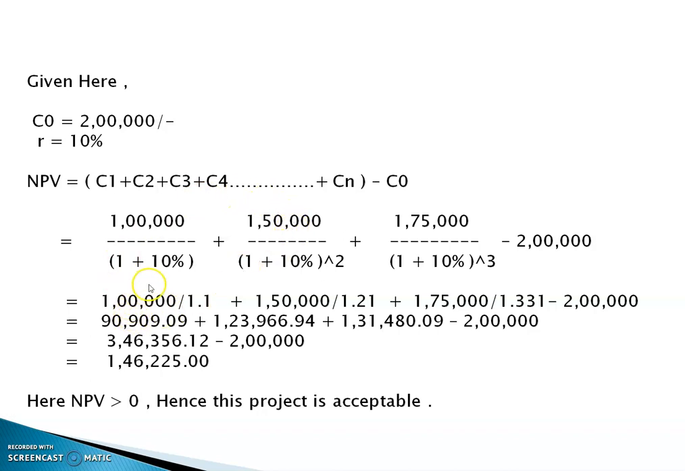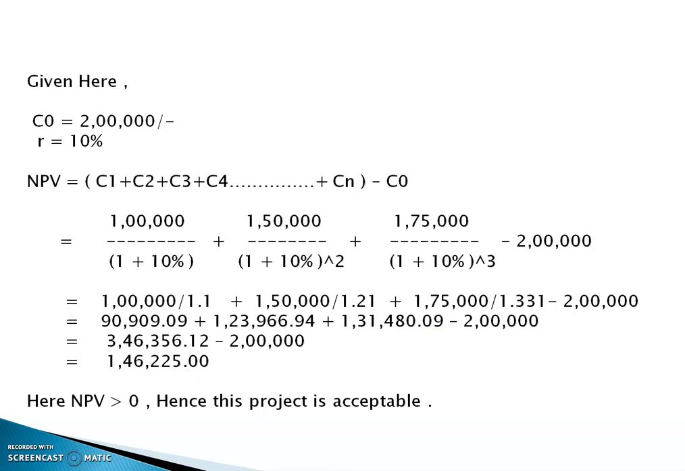This is also calculated using the present value of annuity factor. We will see in the next case study how it is done, but this is very simple. You don't have to look at all those annuity factor values here. Using your calculator you can solve it easily. Here we see NPV is greater than 0, hence this project is acceptable.